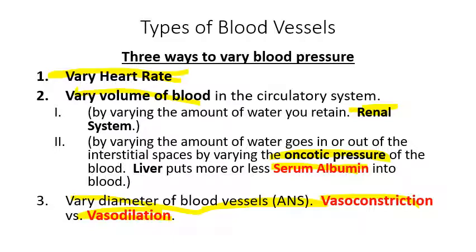Okay, so we have 3 different methods: varying the heart rate, varying the diameter of the blood vessel, and varying the blood volume. And then varying the blood volume can be divided into 2 parts as well. Number 1 is how much water do you retain at the kidneys, and number 2 is how much water seeps into the capillaries due to oncotic pressure. And so those 4 things in total will control the blood pressure. All 4 of those things are operating simultaneously.